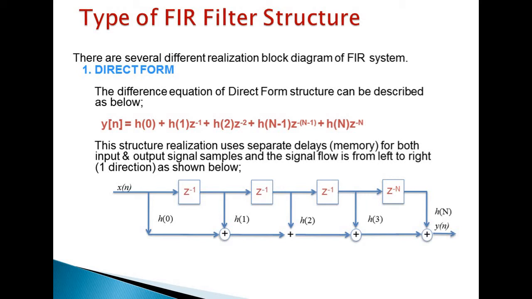Here x of n is the input, and it is delayed by z raised to minus 1. Then you get h of 0, then h of 1 multiplied with the delayed sample, and an adder is there. Then another z raised to minus 1 is used to get z raised to minus 2. Like that we add the delays and the adders, and finally you get the output y of n. This is the simplest structure, the direct form for the FIR filter.